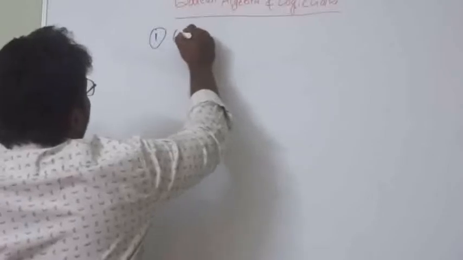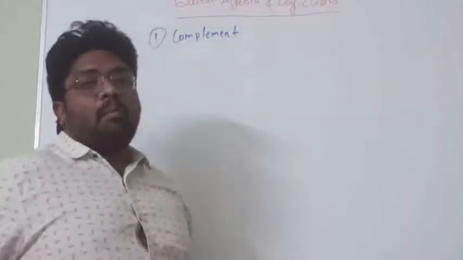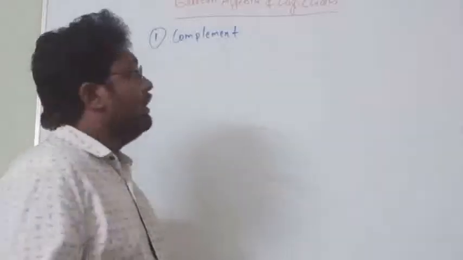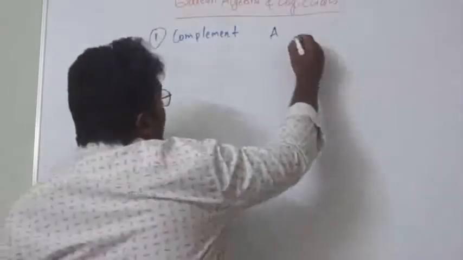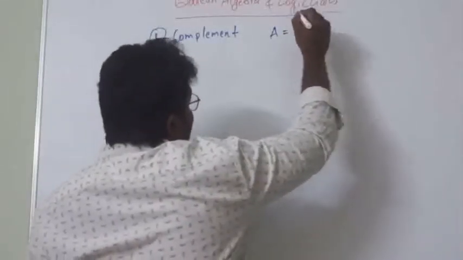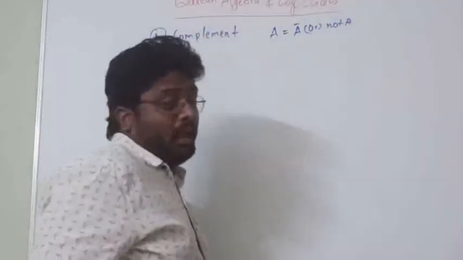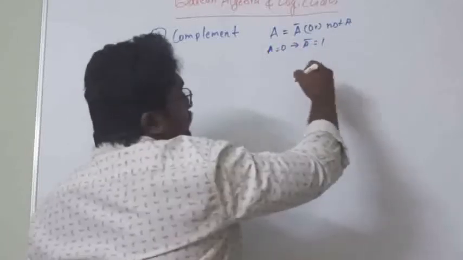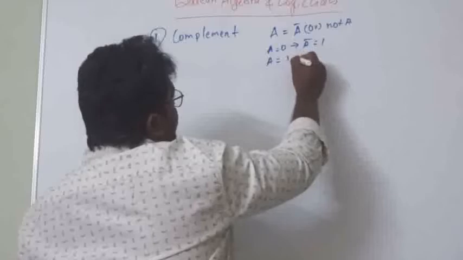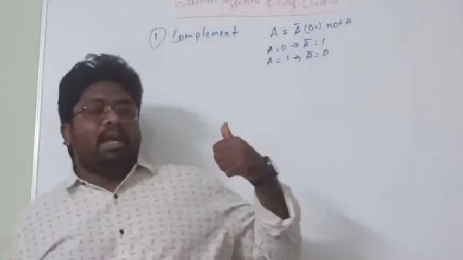The first one is the complement rule. If we have A as a variable, the complement of A will be represented as A bar or not A. If we take A equals 0, then the complement of A will be equal to 1, and if A equals 1, then the complement of A equals 0. This is how we have the complement rule.